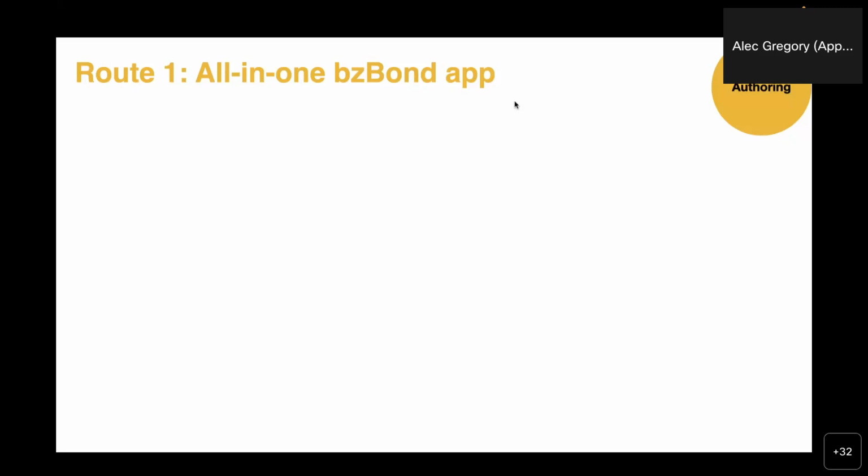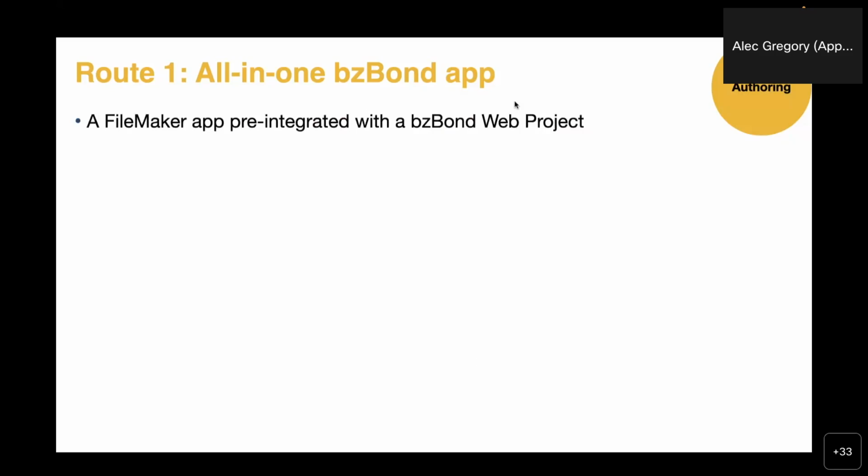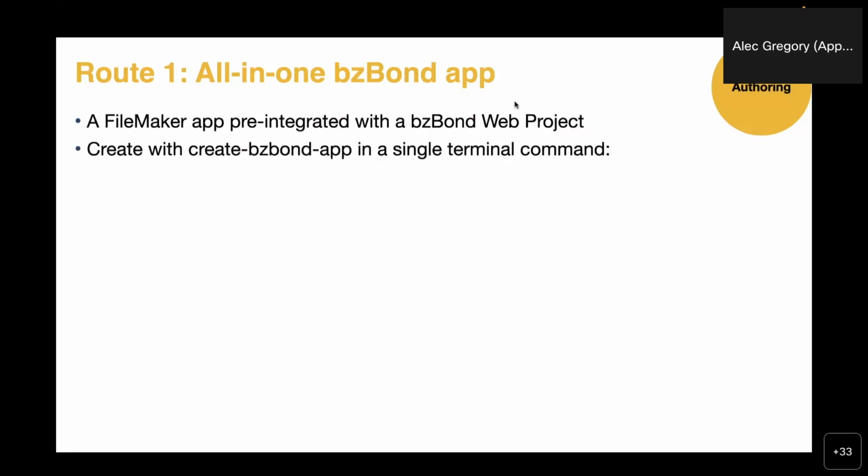So the first route to starting to author an integration, there are two main routes in. First is the all-in-one bzBond app. So this is a FileMaker app which is pre-integrated with a bzBond web project. And you can create that with a single terminal command.